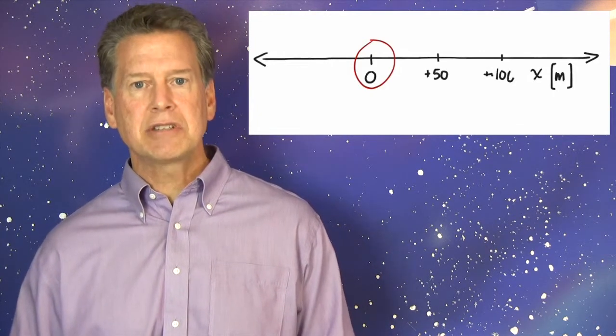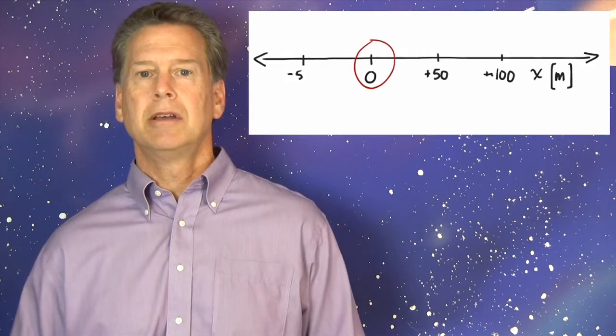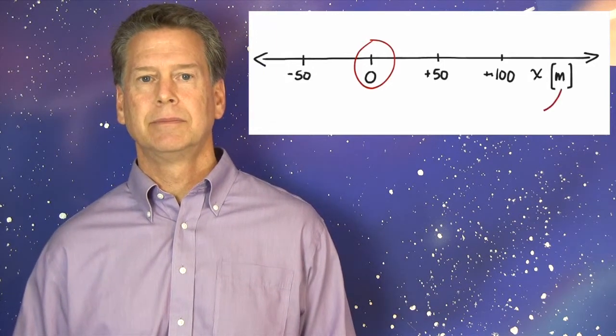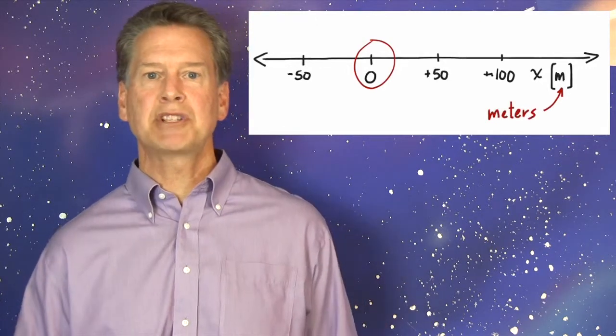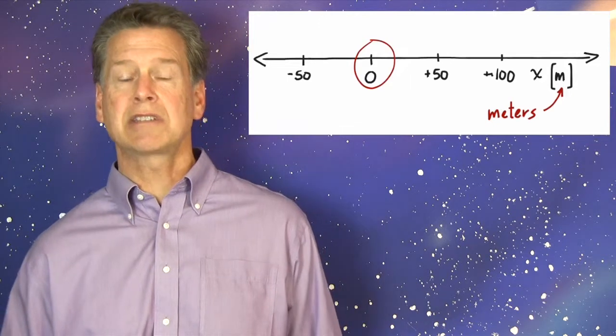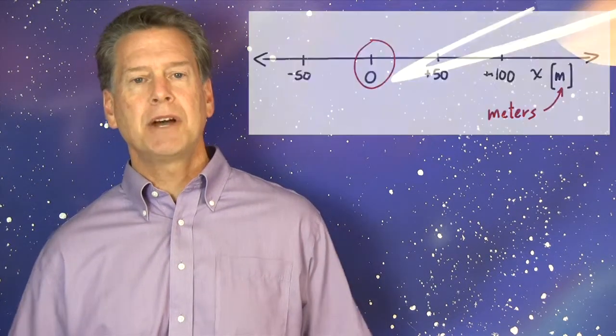By convention, positions to the right of the origin are positive. Positions to the left are negative. We label the axis with an x on the positive side, and we put the units of measurement, meters, in brackets alongside the variable. By the way, in mathematics, x can stand for any quantity. Units are not assigned to that quantity because any quantity might have any units. But this is physics. Each variable stands for a unique physical quantity. In physics, x stands for distance, and by global convention, the units of distance are meters.